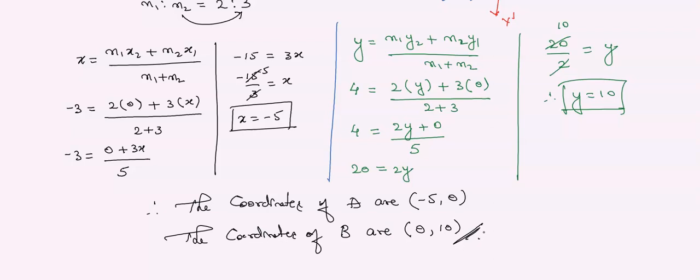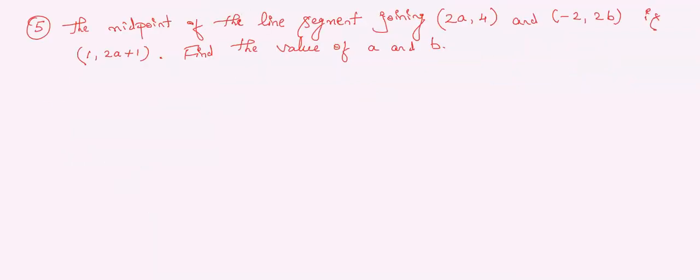Now let me solve one more problem. Next question, number 5. The midpoint of the line segment joining 2a comma 4 and minus 2 comma 2b is 1 comma 2a plus 1. Find the value of a and b. See children, very interesting problem.